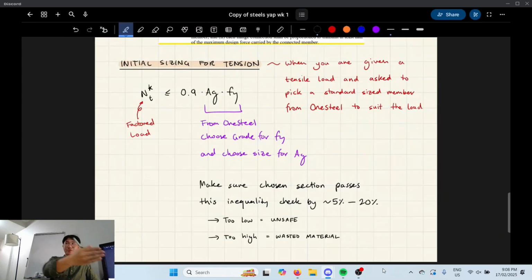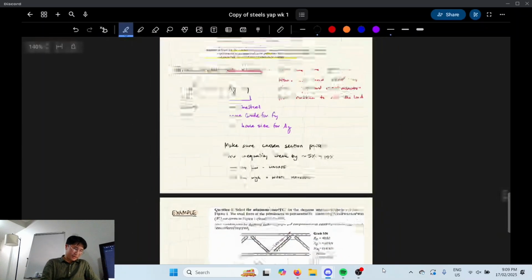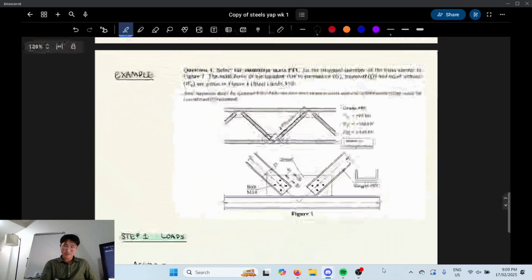And if it's too much, what's the problem if we choose a section that's too big for our forces in real life? Too much resource waste. Exactly. You're going to be wasting money, and wasting carbon emissions if you care about that. And what's the problem if the section we chose is too small? It can break. It's not safe, right? With that said, let's look at the question.